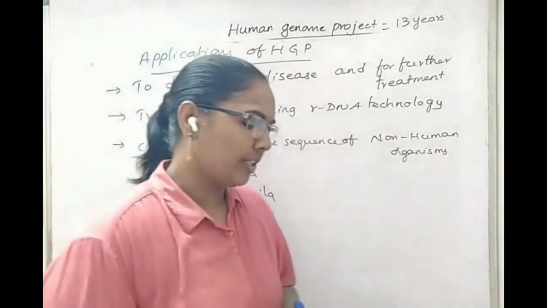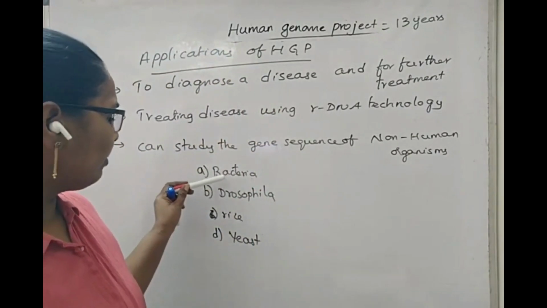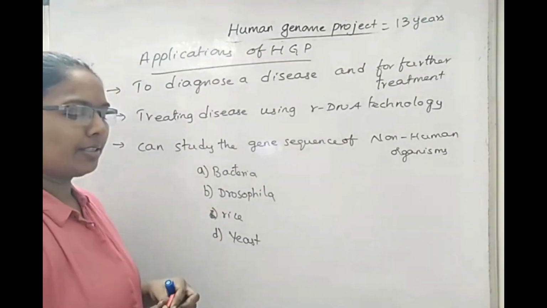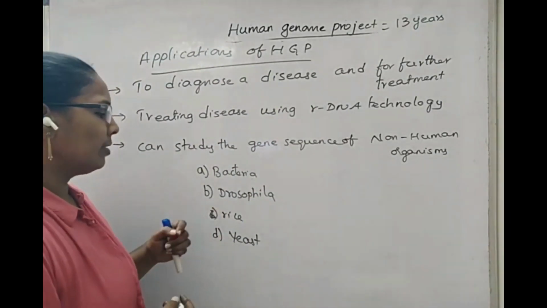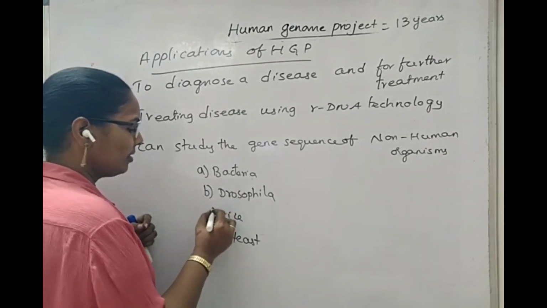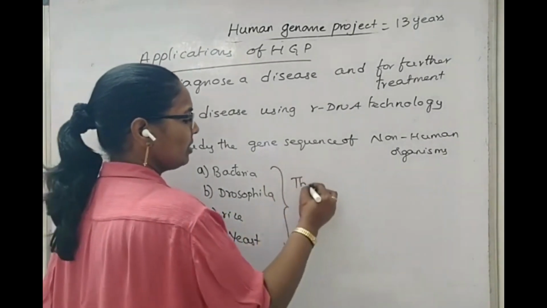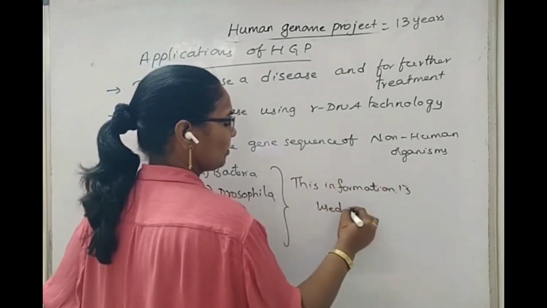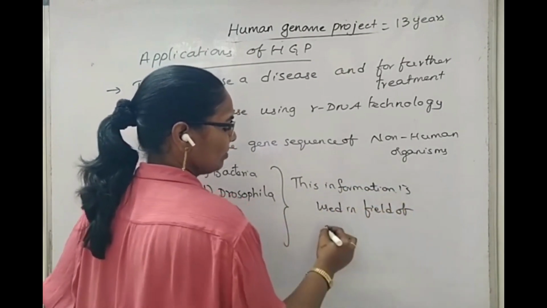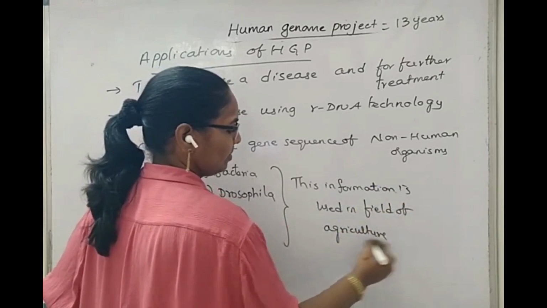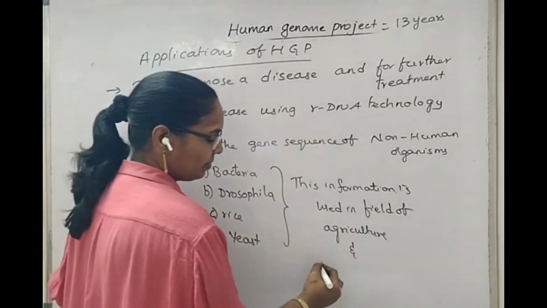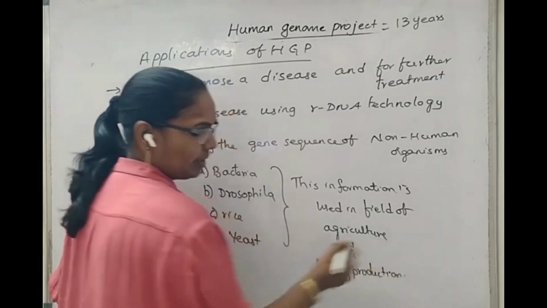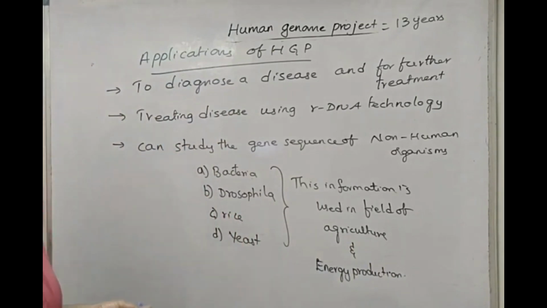This information regarding bacteria and rice we can use in the field of agriculture, and by taking Drosophila and yeast, we can also carry out further human genetic studies. So this information is used in the field of agriculture and sufficient energy production. So this is about the Human Genome Project and its applications.